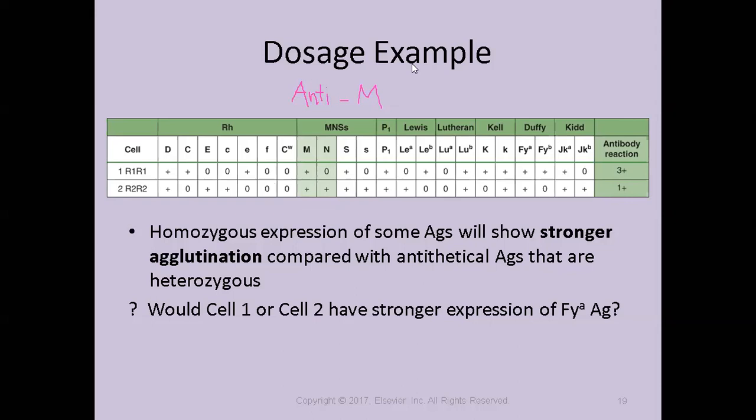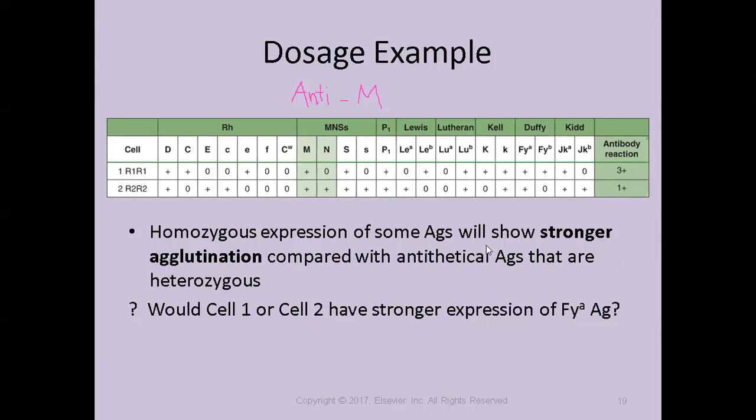And this is called the dosage effect. So this is simply because in the first example, they have a double dose of M. So homozygous expression of some antigens will show stronger agglutination compared with antithetical antigens that are heterozygous.